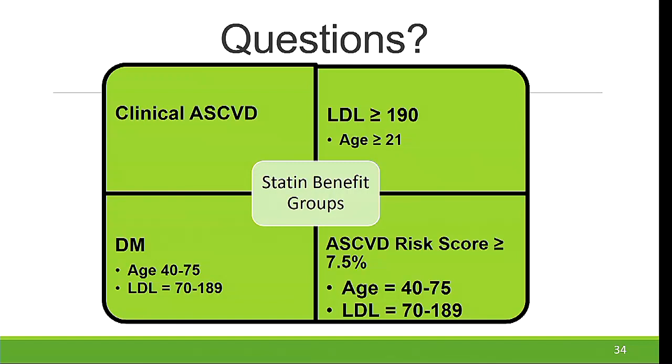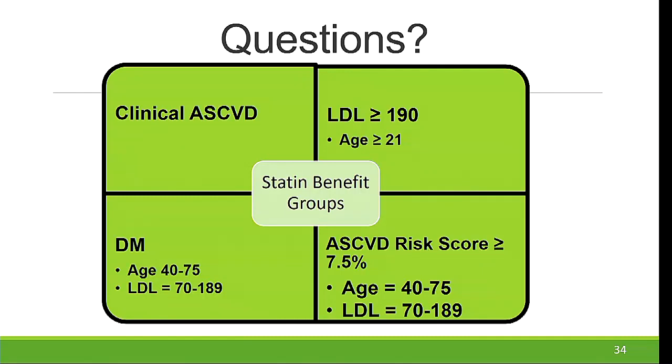All right, so let's go back through. We've got the clinical ASCVD, which includes heart attack, stroke, angina, and CABG, which is always fun to say. They have to be at least 21 years old. Then you've got the other group, which is LDL over 190, who also has to be 21 years old, and you have to evaluate for secondary causes there. Then you've got diabetes, which includes type 1 and type 2, and they have to be between the ages of 40 and 75, which is different than the first two groups.